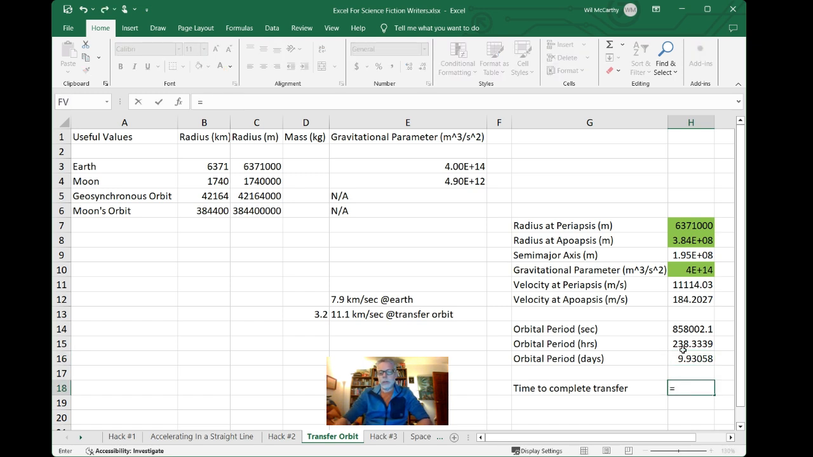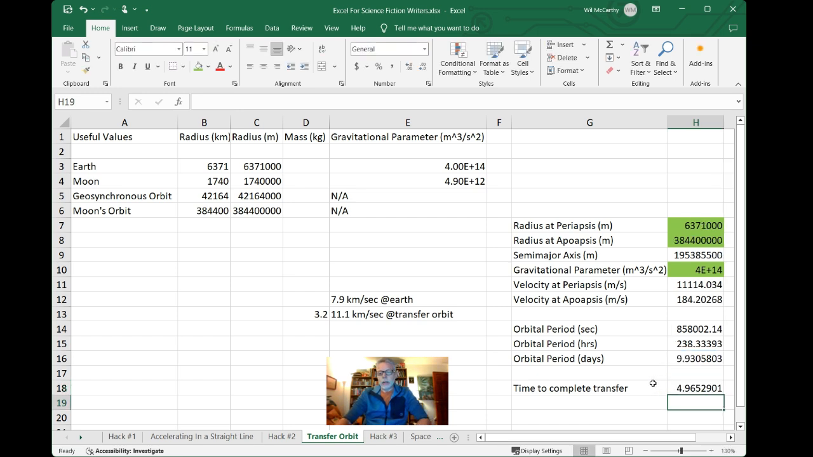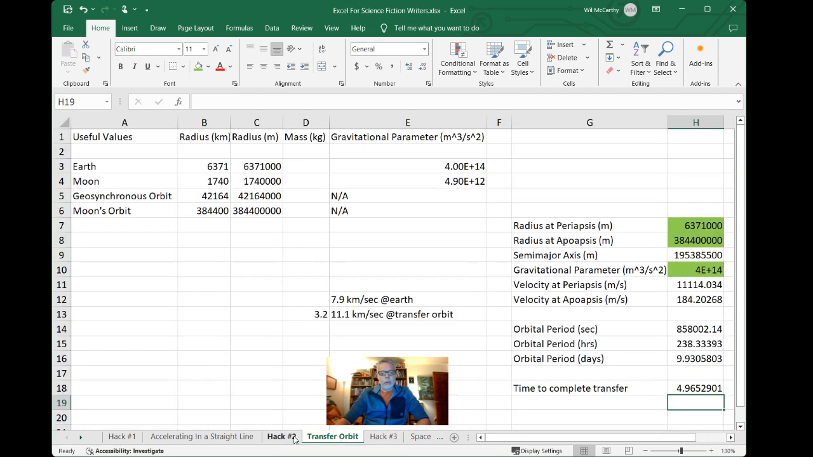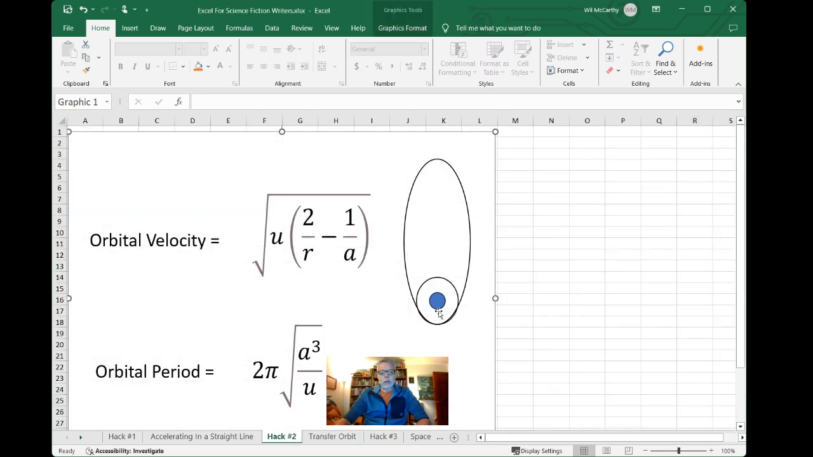So we take this and we'll divide it by 2, and that's about 5 days. So it takes us 5 days to get from here to here.